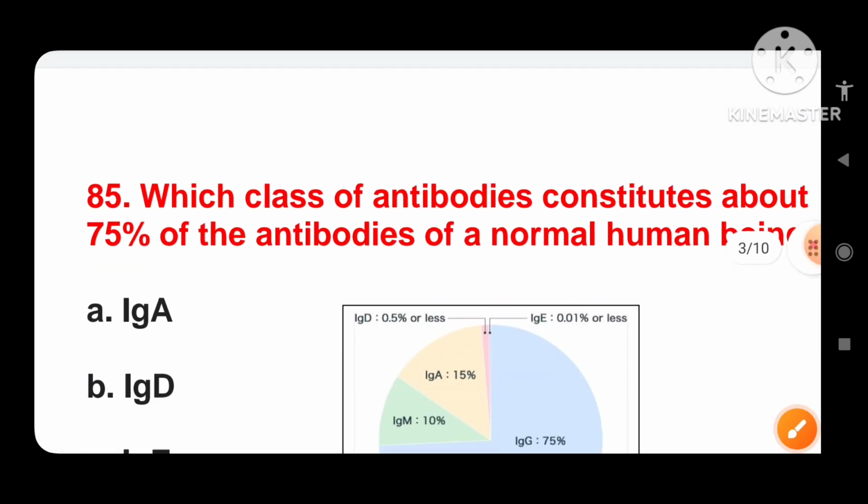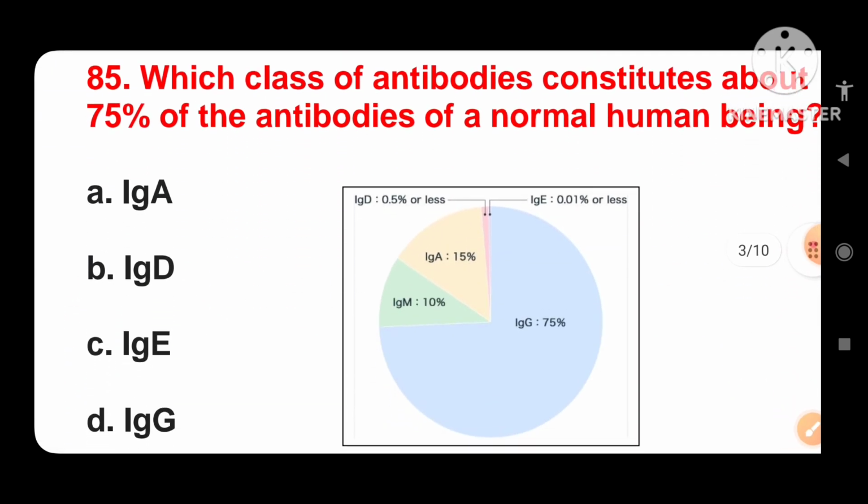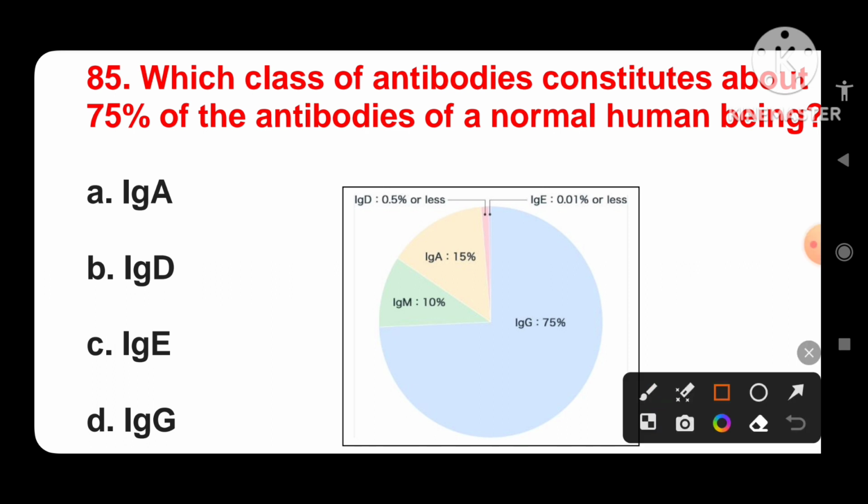Okay, next question is which class of antibodies constitutes about 75% of the antibodies of a normal human being. I have shown you the chart, which shows that IgG makes up 75% of the antibodies of a normal human being. Okay, so IgG constitutes about 75% of the antibodies of a normal human being.